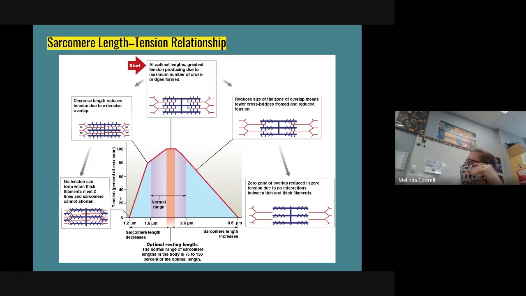So on both sides of this, if you overshorten, you can see there's no tension because the Z lines are so close and there's an overlap of the overlap zone at the M line here. So those cross bridges won't form, and so you have no tension. On the opposite side, if the actin and myosin aren't touching, this is over lengthening, then you can't produce tension on that side either. So optimally, you have the myosin heads and actin active sites at maximum, right here. Does that make sense?